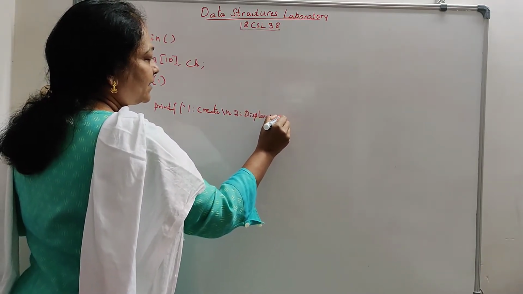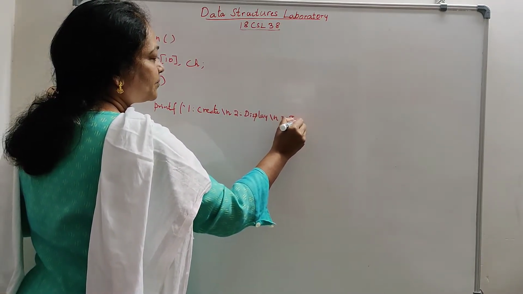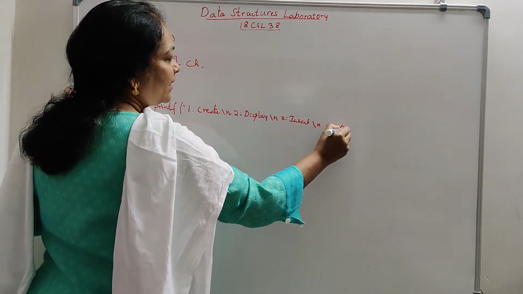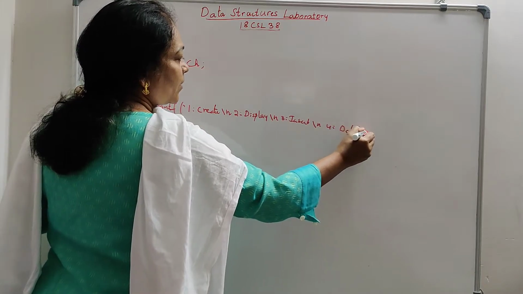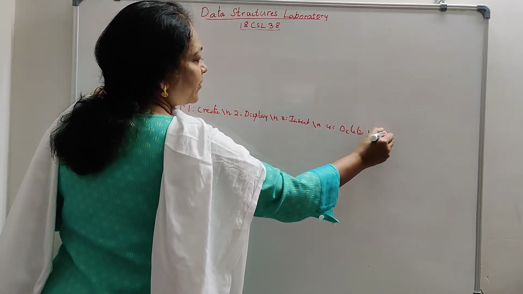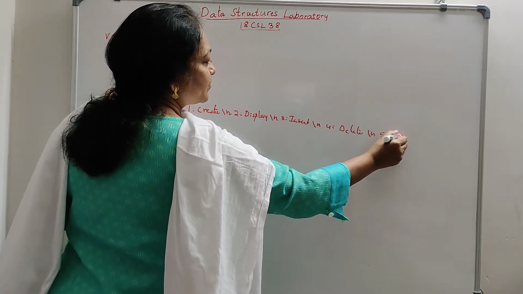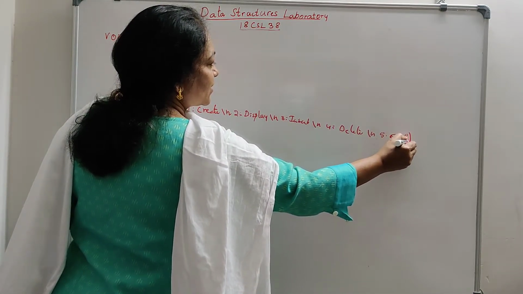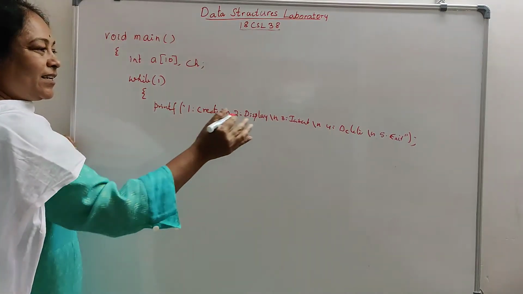Okay, and third will be insert, and fourth will be delete. Okay, and fifth will be exit. Fifth will be exit. Choose your choice. Okay, enter your choice. You can write that also.